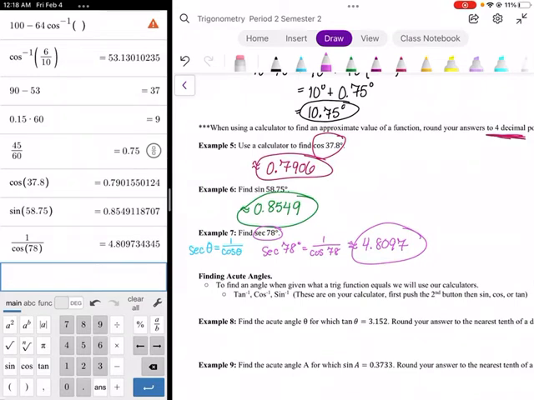And you would do the same thing for cosecant. You would do 1 over sine. And for cotangent, you would do 1 over tangent.